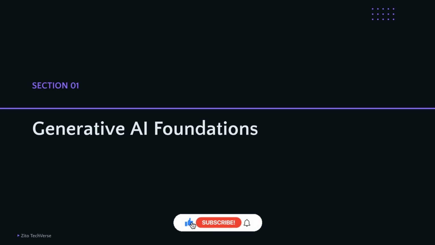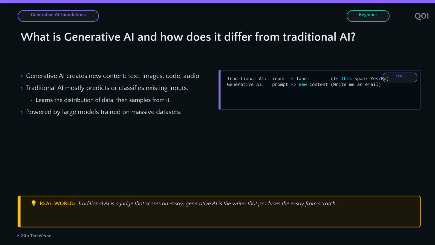Section 1. Generative AI Foundations. Question 1. What is generative AI, and how does it differ from traditional AI? Unlike traditional AI, which typically predicts a label or classification, generative AI creates entirely new content, like text or images, by learning data distributions and sampling from them.